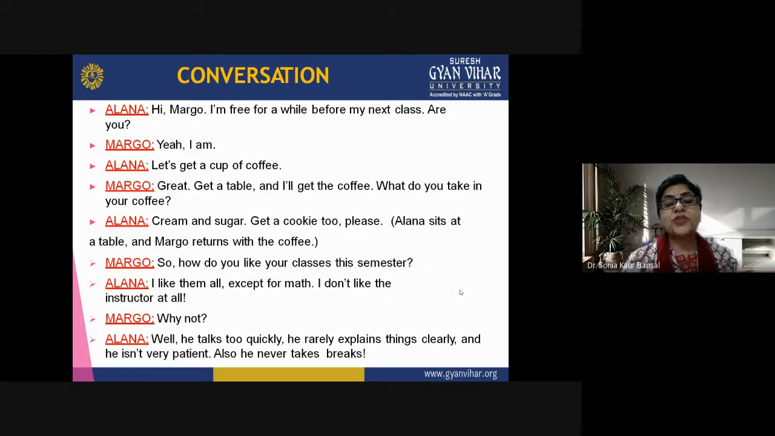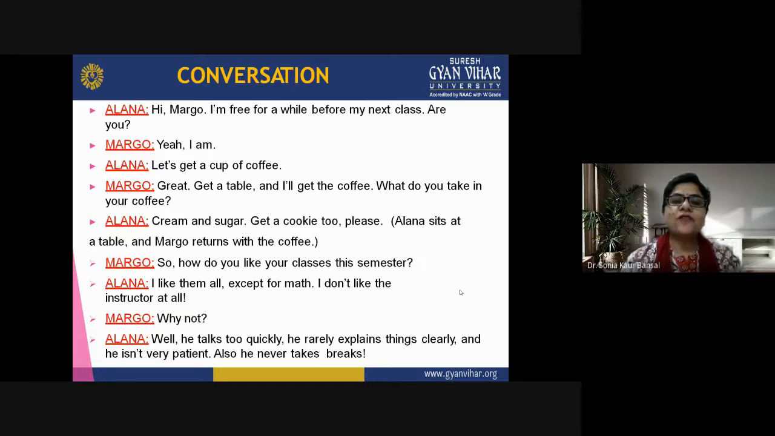Alana sits at the table and Margot returns with the coffee. Margot: So how do you like your classes this semester? Alana says, I like them all, except for math. I don't like the instructor at all. Margot says, why not? Alana says, well, he talks too quickly, he rarely explains things clearly, he is not very patient, and he never takes breaks.